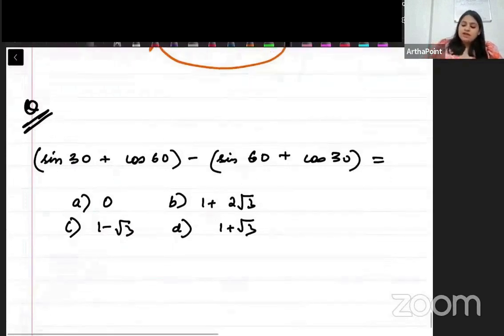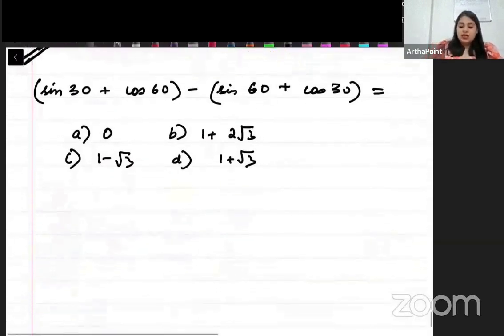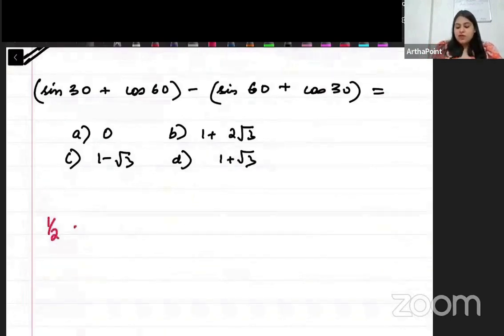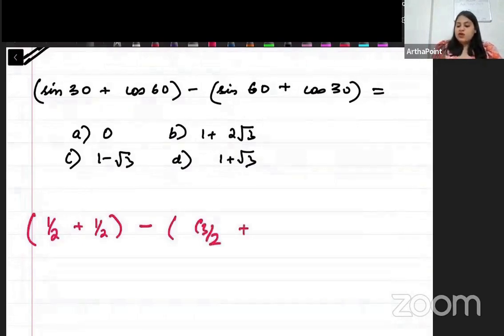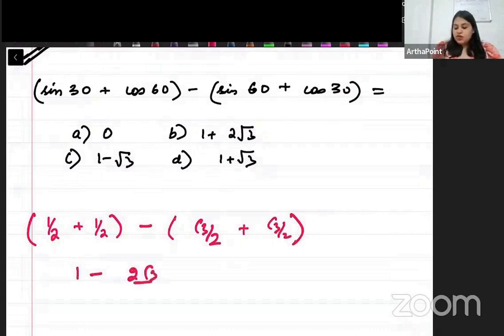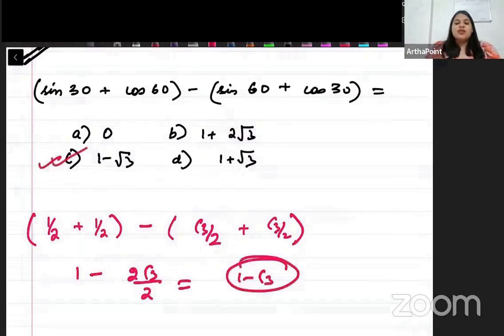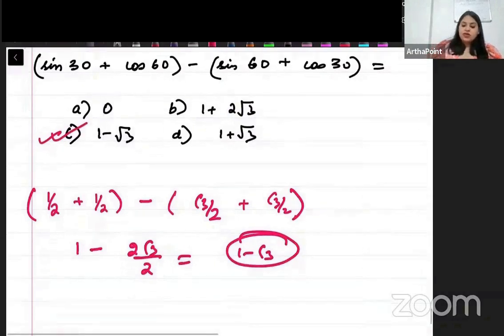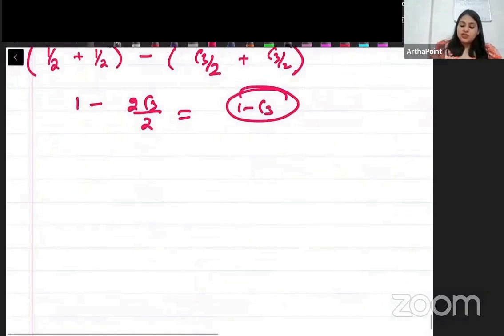Very simple. We know that sine 30 is half, cos 60 is half, sine 60 is root 3 by 2, and cos 30 is root 3 by 2. So this will be 1 minus 2 root 3 by 2, so it will be 1 minus root 3. So the answer to this question will be C. Now come to the next question.